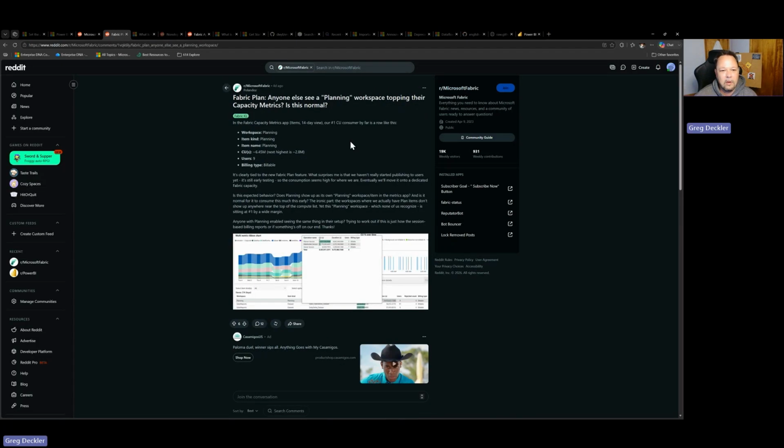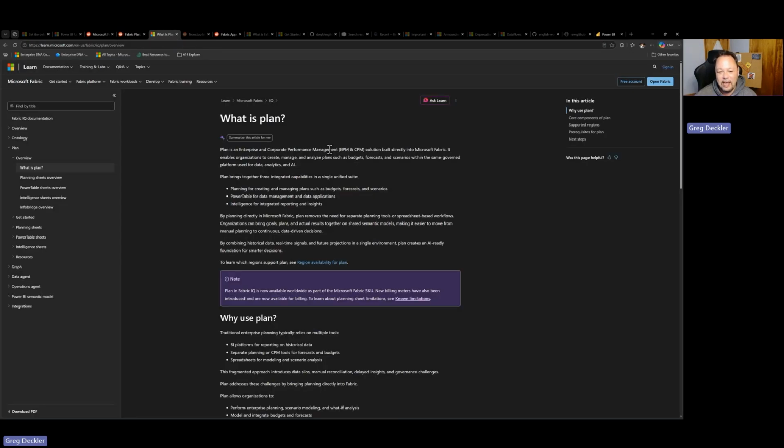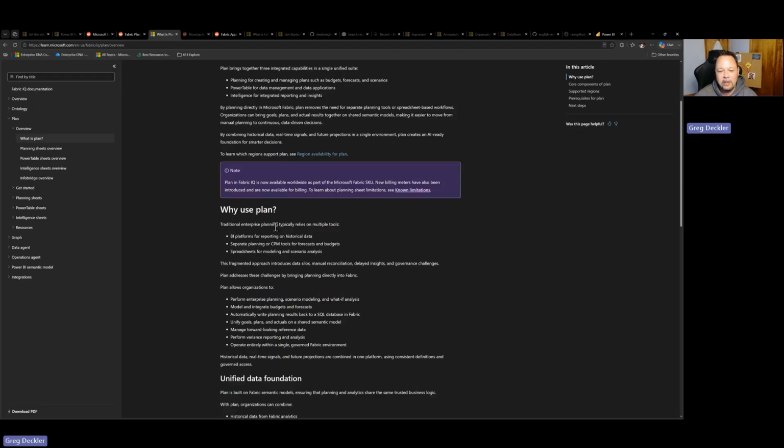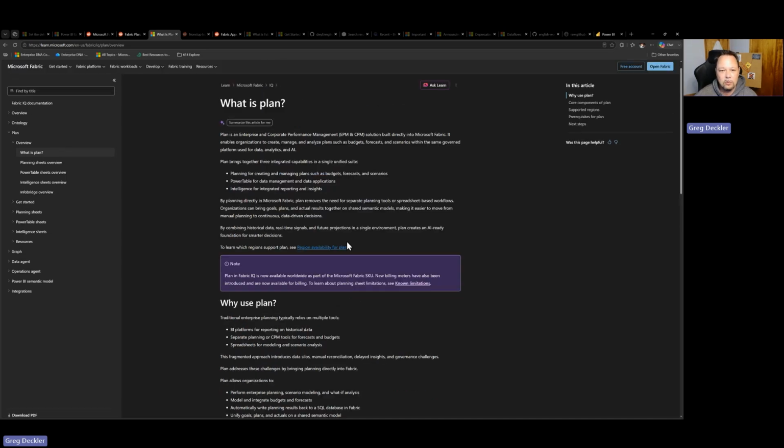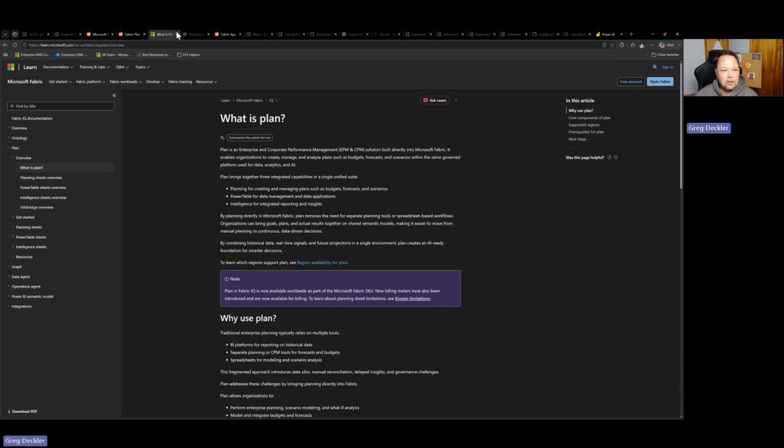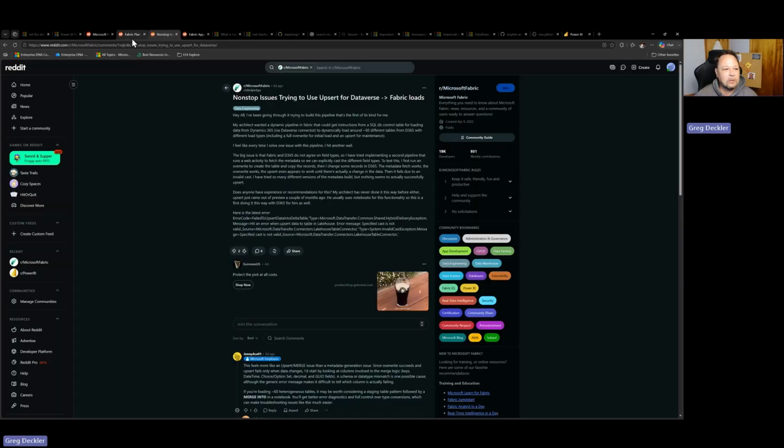Unbelievable. Okay, Fabric Plan. Anyone else seeing planning workspace topping their capacity metrics? Is this normal? If you're not familiar with Microsoft Planning or Microsoft Fabric Plan, it's basically for budgeting and that sort of stuff. And it's hilarious. They're like, traditional enterprise planning typically relies on multiple tools, blah, blah. No, it doesn't. It's called master planning in Dynamics 365. And every other ERP system on the planet has a planning feature, and that's what enterprises use or should use. Doing it this way is backwards, all right?